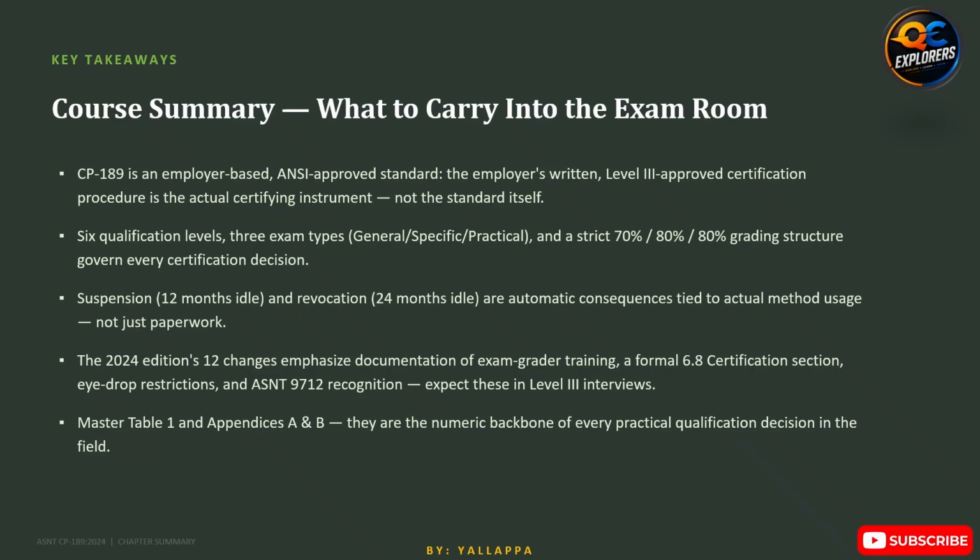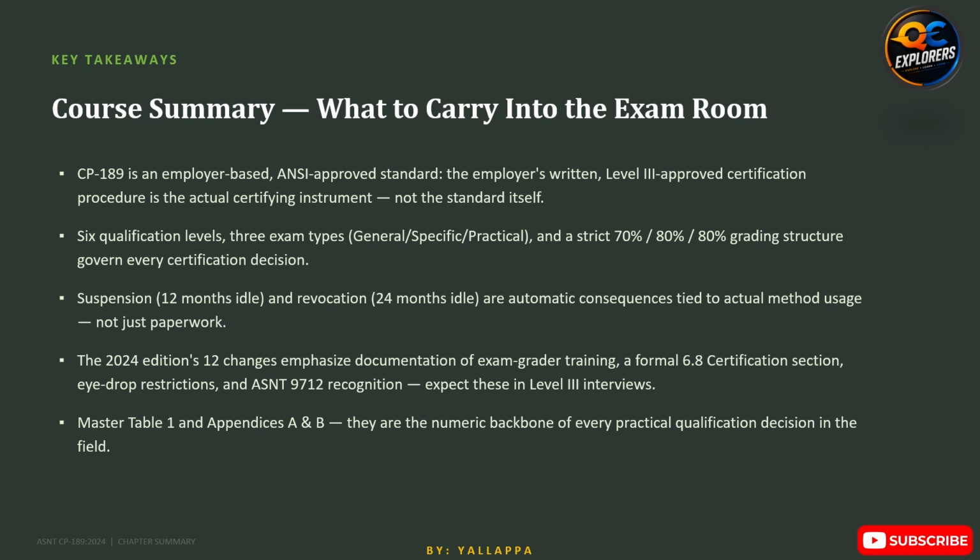Congratulations on completing this course on ANSI ASNT CP-189 2024. In this final technical summary, let's consolidate the most important concepts that every NDT professional should remember for both the ASNT Level III Basic Examination and practical implementation in industry.